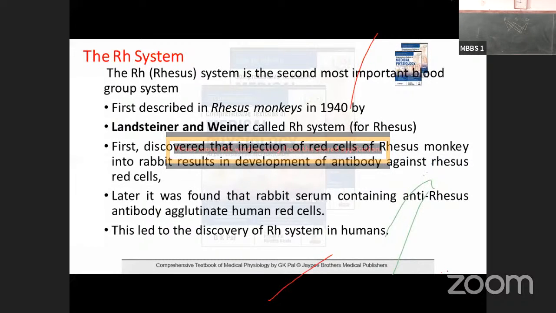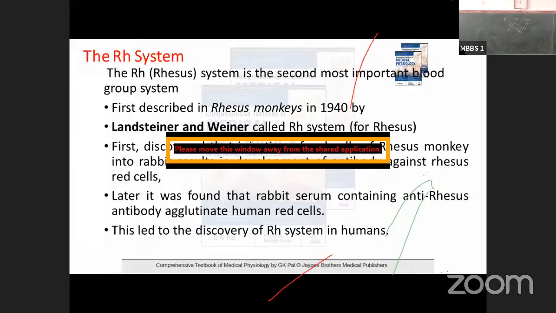The next system is the Rh system, that is Rh positive or Rh negative. The Rh system, that is the rhesus system, is the second most important blood group system, first described in the rhesus monkey in 1940 by Landsteiner and Wiener, called the Rh system for the rhesus.